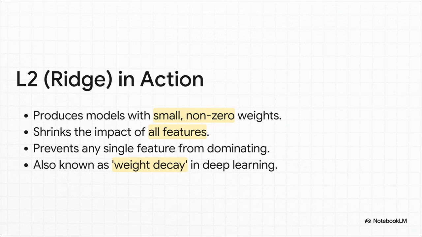Now, L2's team manager approach is different. It shrinks all the weights and pushes them towards 0, but it very rarely makes them exactly 0. This approach is fantastic when you believe that all of your features have at least some predictive power. In fact, this is so common in deep learning it has its own name, weight decay. It's an absolutely essential, often default tool for training stable neural networks.